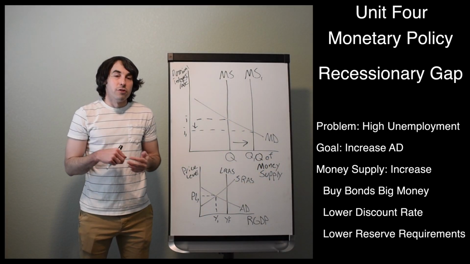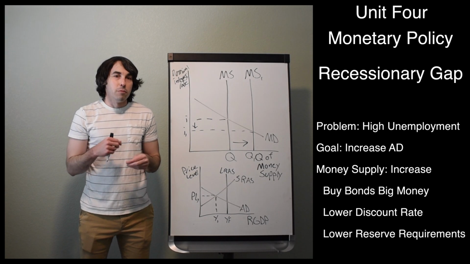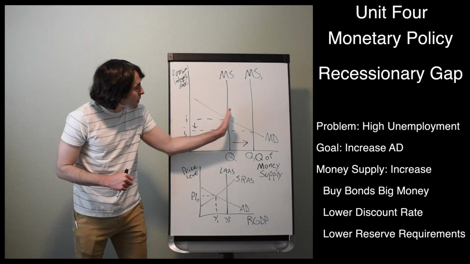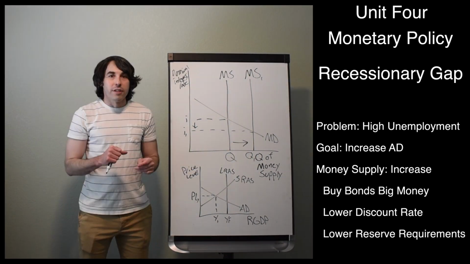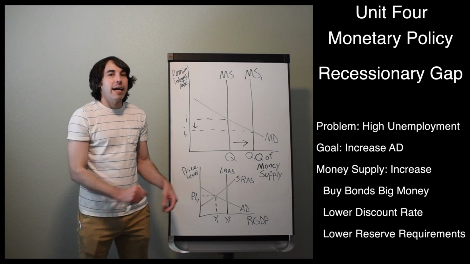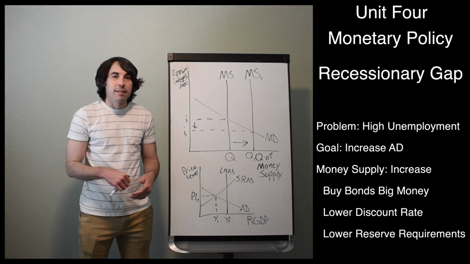There's three ways the Federal Reserve could do this. The first and most likely thing they would do is open market operations. That would be to buy bonds. Buy bonds, big money. They're going to go up to banks that hold government debt, buy that debt back from them, and hand them cash. That increases the money supply, and the banks can lend that money out.